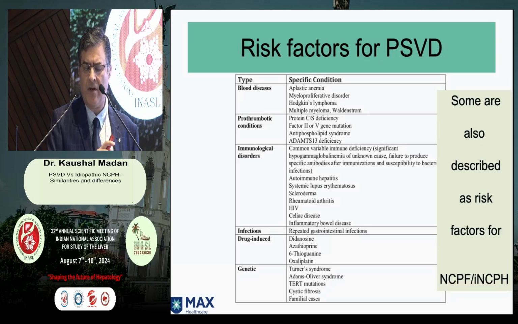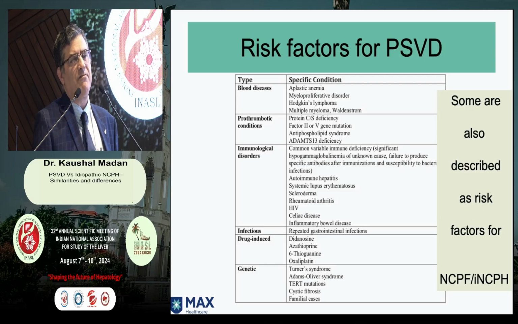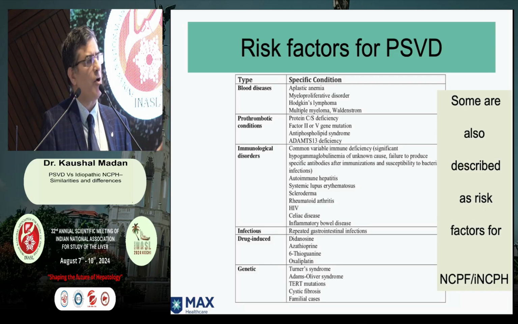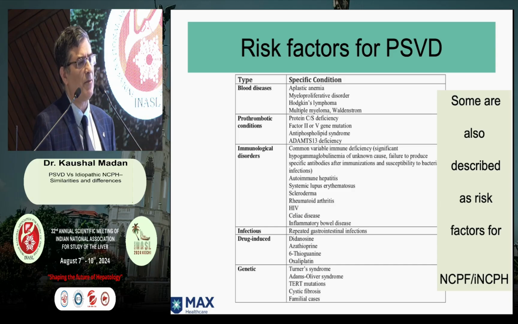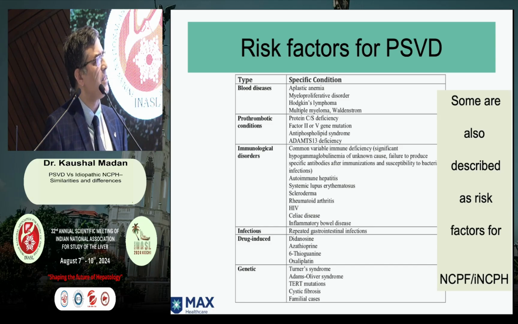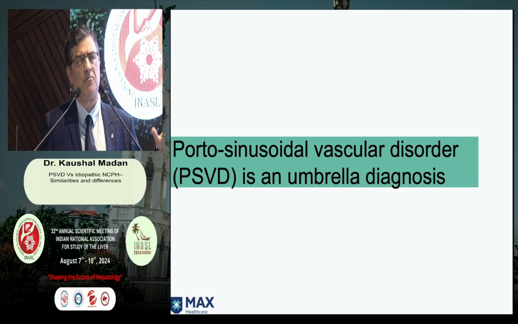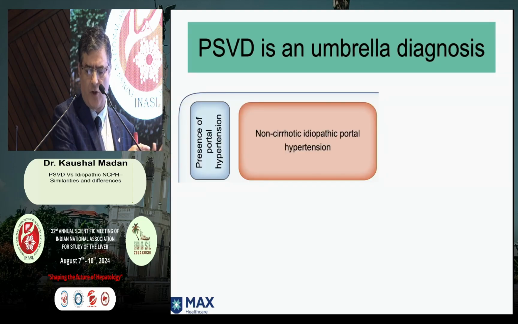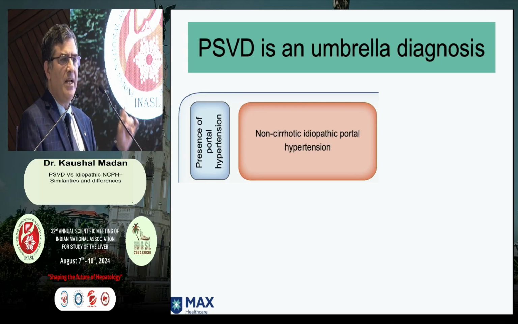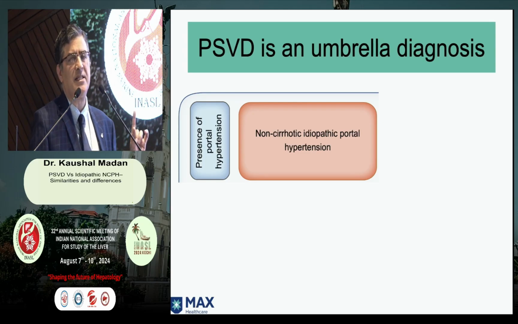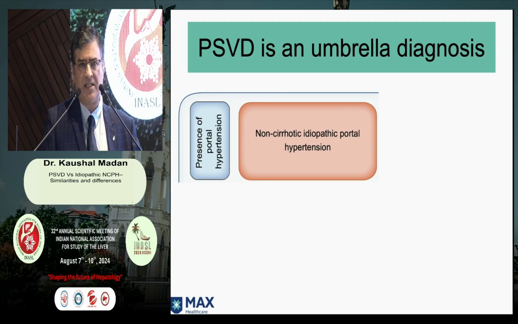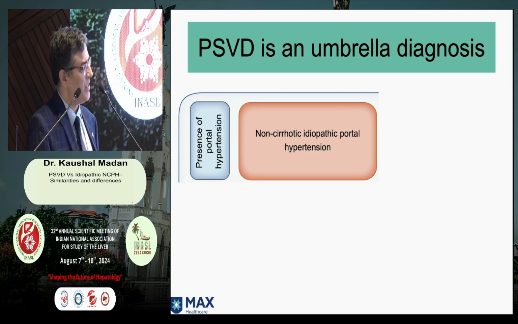So what is different? Also, if we look at the risk factors, some of the risk factors which have been described for PSVD, for example, prothrombotic conditions, immunological disorders, certain infections, certain drug exposures, are also the risk factors described for NCPF or INCPH. So what I want to say is that it is an umbrella diagnosis which encompasses a lot of other disorders. So it encompasses, in presence of portal hypertension, INCPH as part of that umbrella diagnosis.